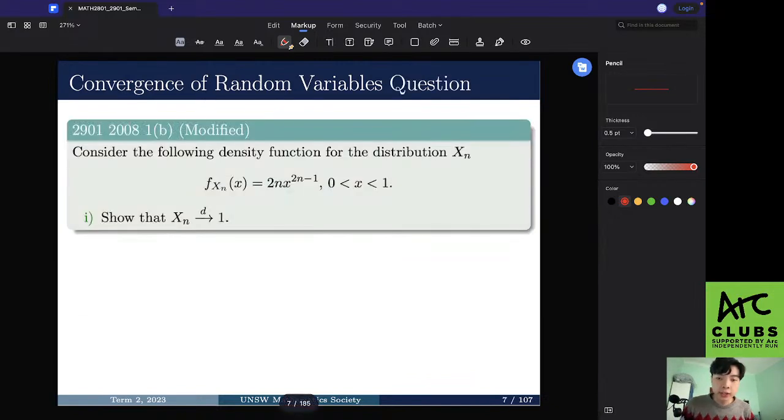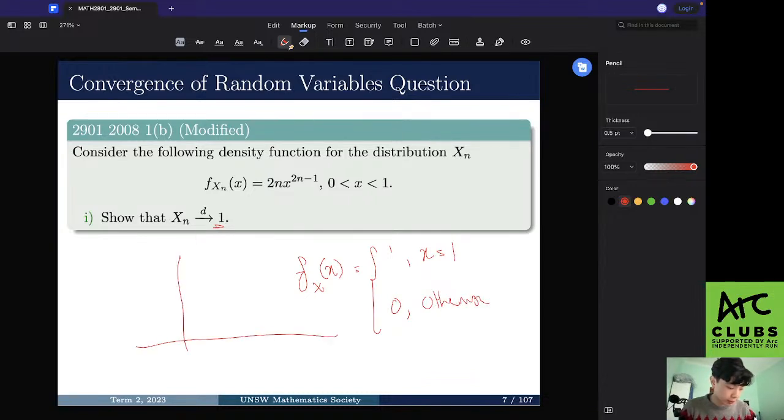So the good thing about convergence is usually the convergence is to a single number, right? And this is much easier to deal with. Basically, it would be something like this. F of x is going to be equal to 1 if x is equal to 1, and then it's going to be 0 otherwise. So it might look something like this. Maybe in this case, there's a 1 here, and then the rest is going to be 0.